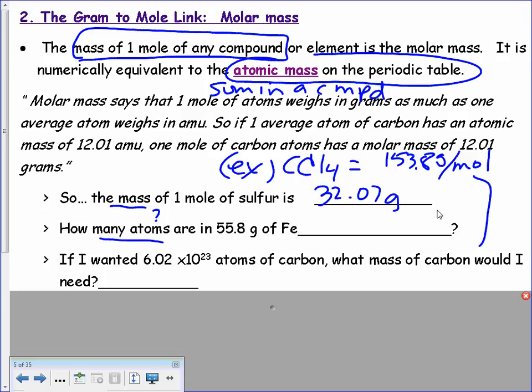That's the molar mass? Yeah, so on the periodic table, you see that number, right? That's saying 1 mole of iron weighs 55.8 grams. Okay? So 1 mole of iron weighs that much. But I'm asking you how many atoms are in that amount.